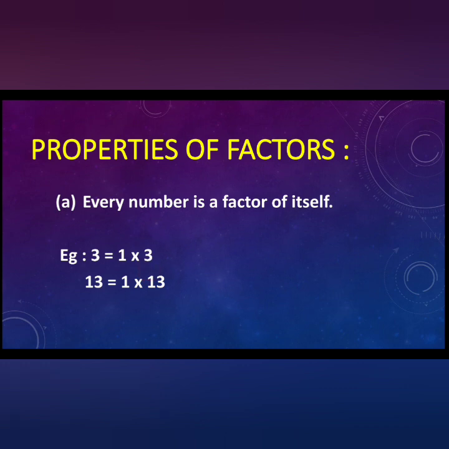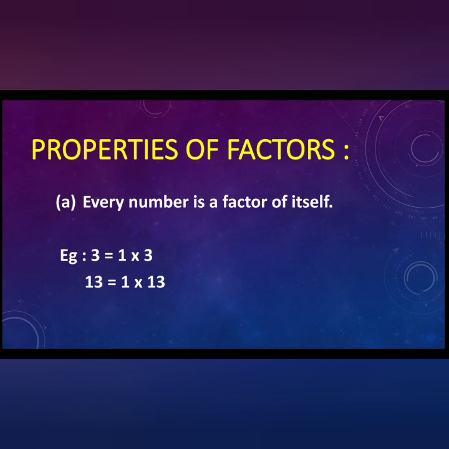Suppose let us take the number 26, right. We can express it as a product of two numbers like 1 into 26, right. So, 26 is there in the factors of 26, yes. So, what we can conclude is that every number is a factor of itself, okay.